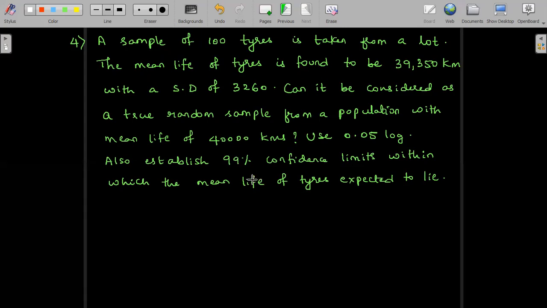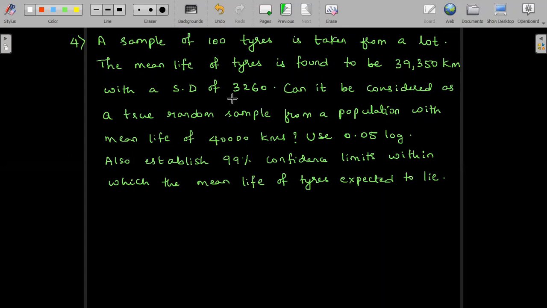So analyzing the data, we have the sample size n is equal to 100 and the mean life of tires for that particular sample is found to be 39,350 kilometers. So x bar is equal to 39,350 and standard deviation is 3260. So S is given for us. S is equal to 3260.